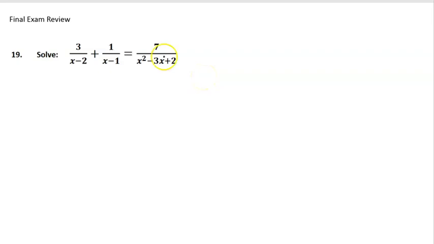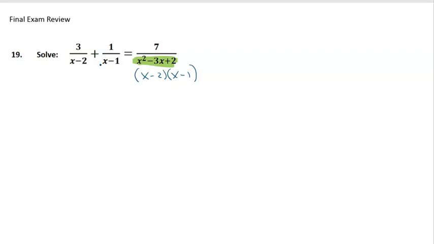Well, I don't want to find a common denominator until I know what this is factored. So really our first step in this problem is to factor. Multiplies to be 2, adds to be negative 3. We know that's x minus 2 times x minus 1 in parentheses. Aha, that's helpful. That's what we have over here too. So our common denominator is x minus 2 times x minus 1.